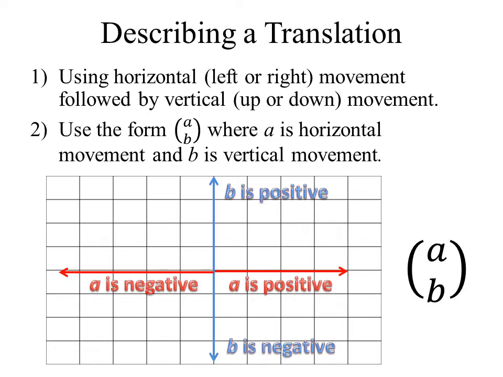Okay, just what I said there. Now, that movement could be written as a positive number or a negative number. It depends on which way it is moving. Okay? So our horizontal movement, A, if it moves left, it is negative. If it moves right, it is positive. B, our vertical movement, if it moves up, it is positive. If it moves down, it is negative. Okay? So we practiced this last time.